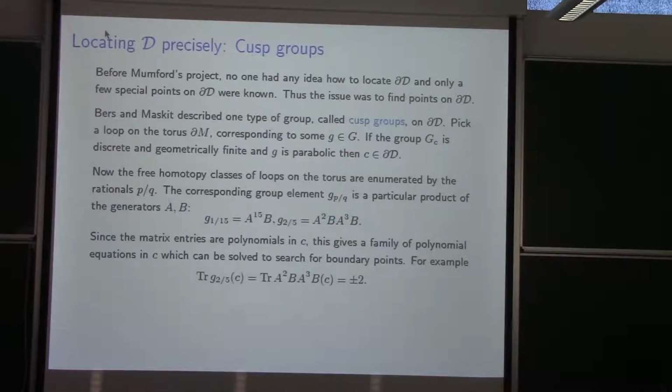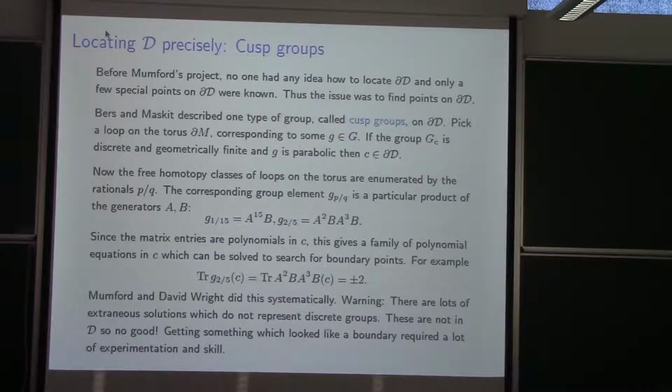I'm not going to get into how you find these, but you can write down the group elements, and then the entries in these matrices in this particular family are plainly polynomials in C, so you can compute them, and then you can try and solve the condition for these polynomials to have trace plus or minus 2, which is a condition for being parabolic.